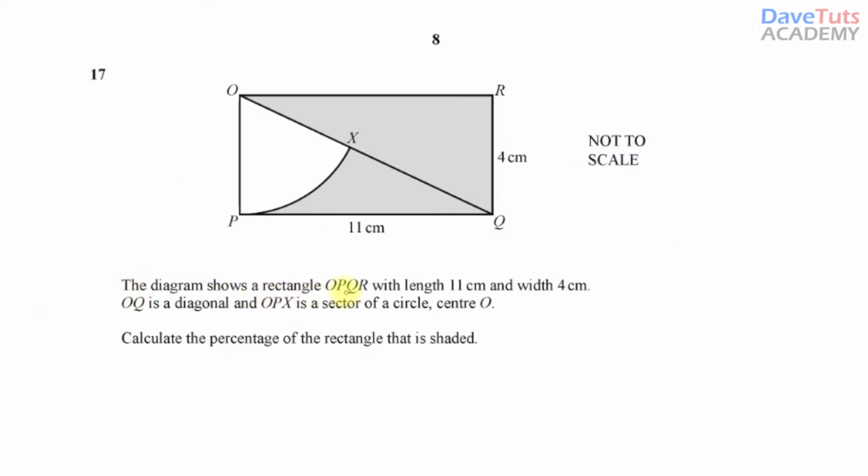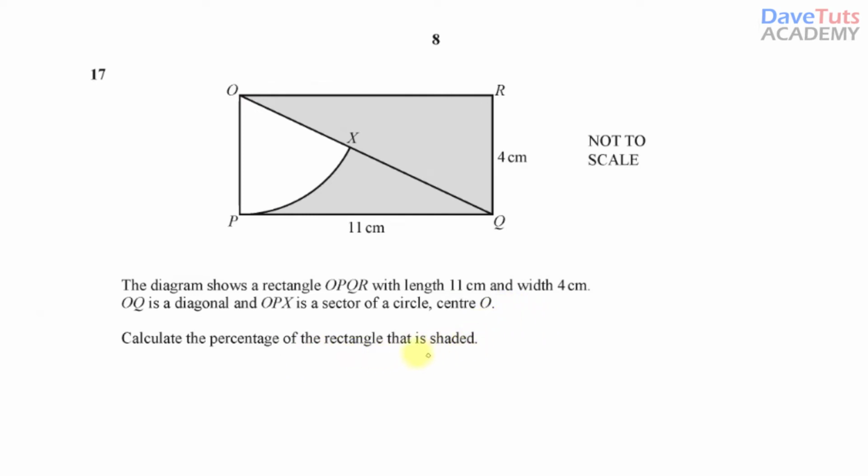The diagram shows a rectangle OPQR with length 11 cm and width 4 cm. OQ is a diagonal and OPX is a sector of a circle with center O. We are to calculate the percentage of the rectangle that is shaded.